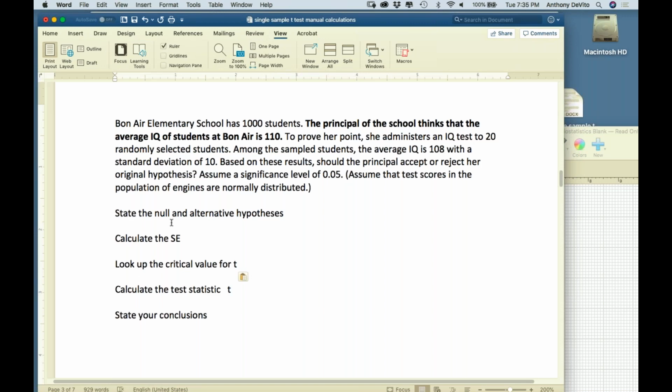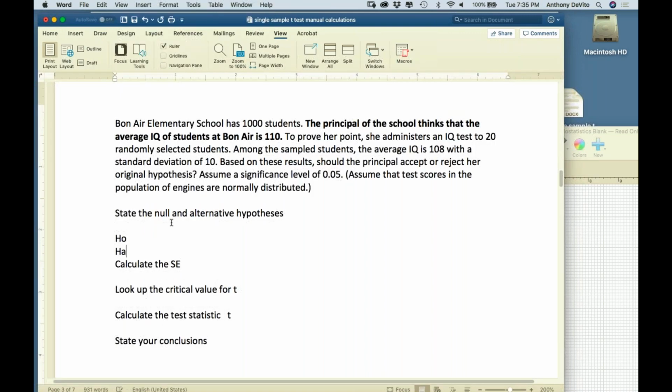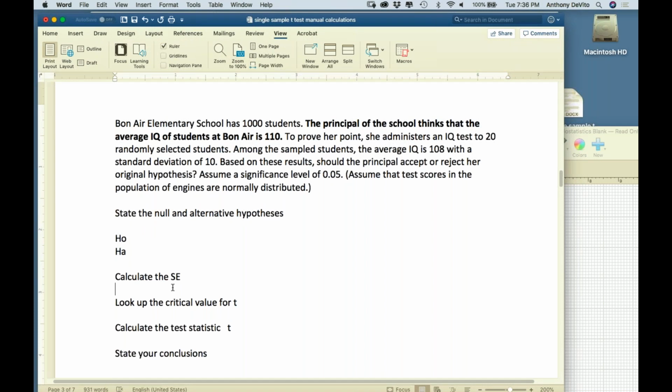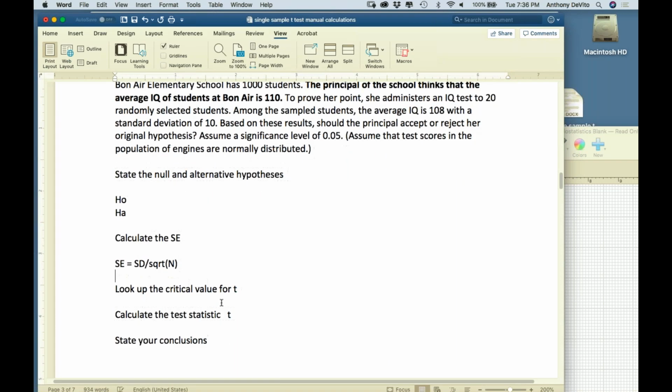So I'm going to let you guys do that. I'm going to fill this out a little bit. H0 equals, and HA. Then you're going to calculate your standard error. I'm going to remind you that the standard error is equal to the standard deviation divided by the square root of the sample size. And then you're going to look up your critical value. Alpha is 0.05, and that's also the same column as a 95% confidence interval.